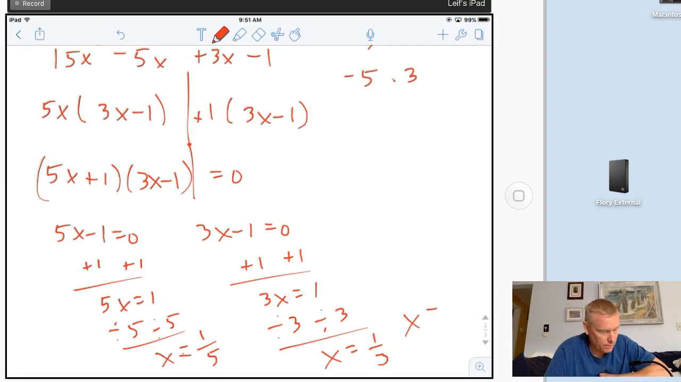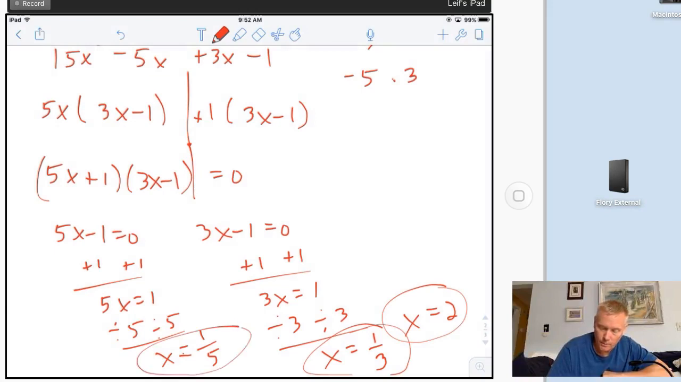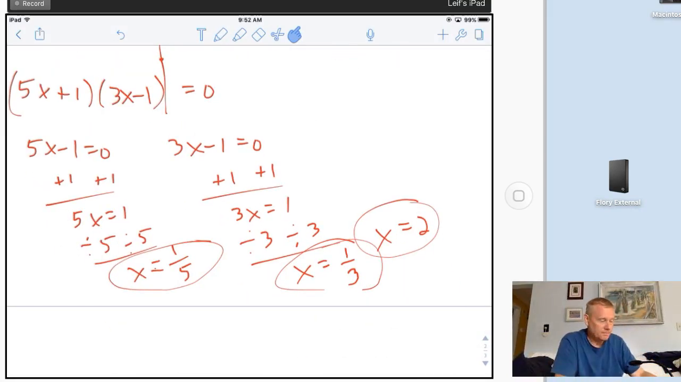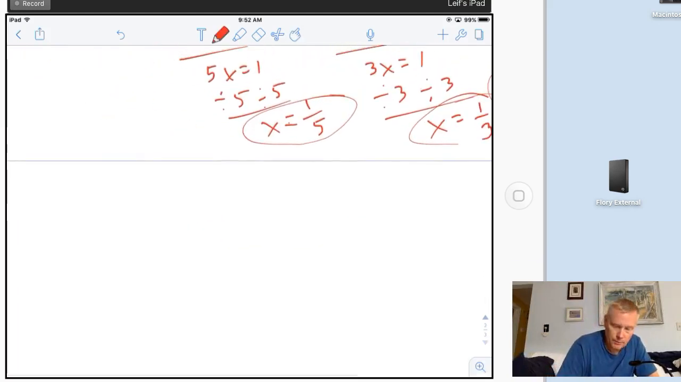So here's my 3 roots. No, I'm not going to forget that 2. That's a 3. One-third, 1/5, and 2. And those are my 3 rational roots, all right? I know that one took a little while to explain. All right, so anyway, next one. Number 3.